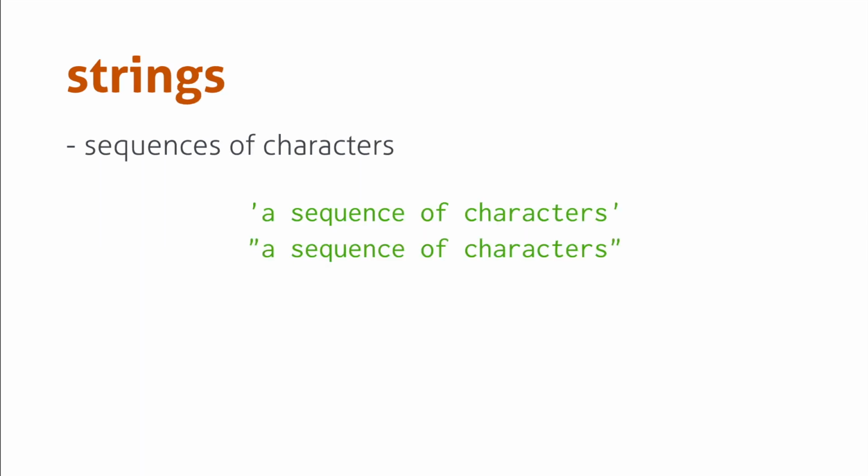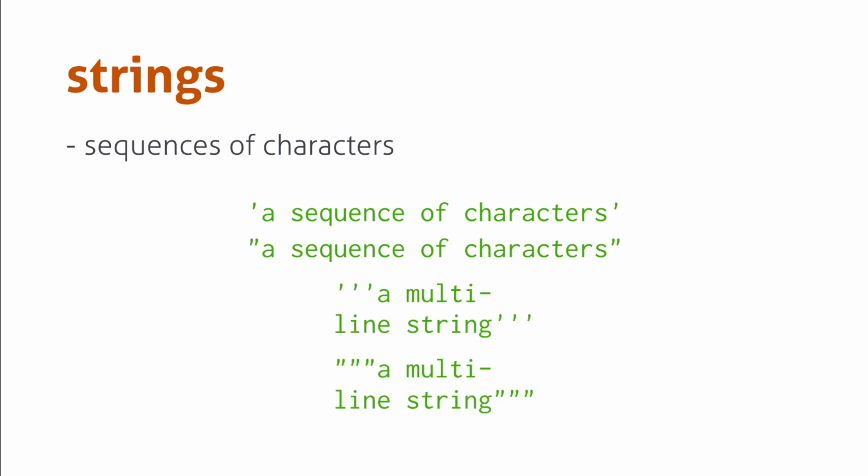To create a string literal, we can use two syntaxes, either single quotes or double quotes. But what we need to do is be consistent, so we can't start a string out with single quotes and end it with double quotes. We can also create multi-line strings with 3 quotation marks, either 3 single quotation marks or 3 double quotation marks, as long as we're consistent.